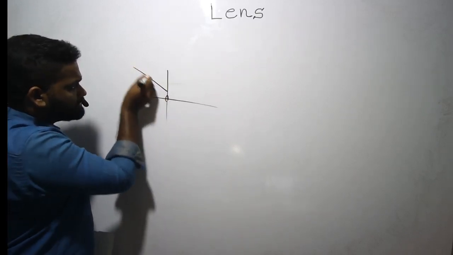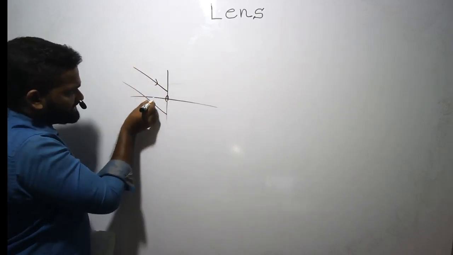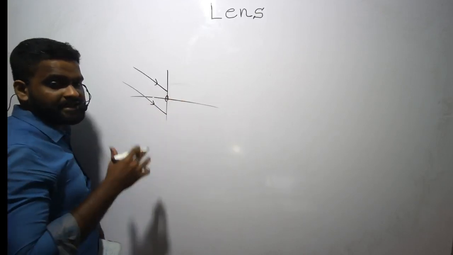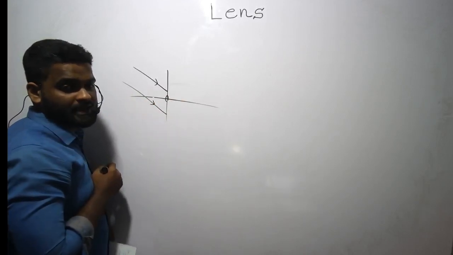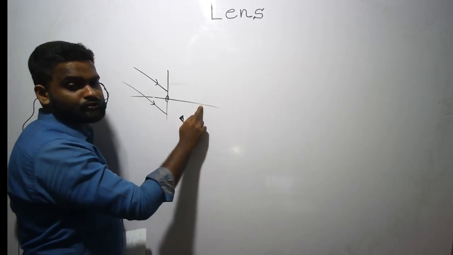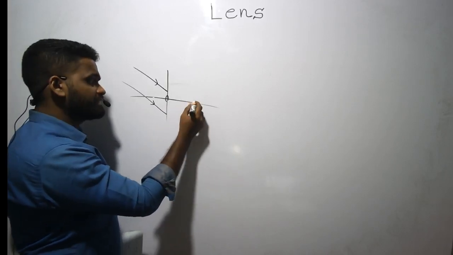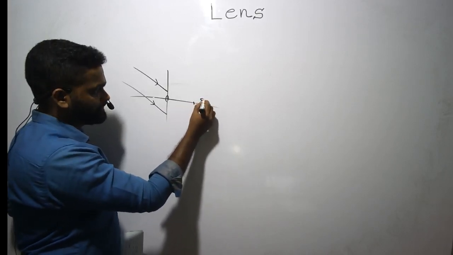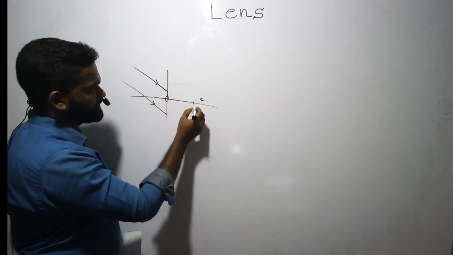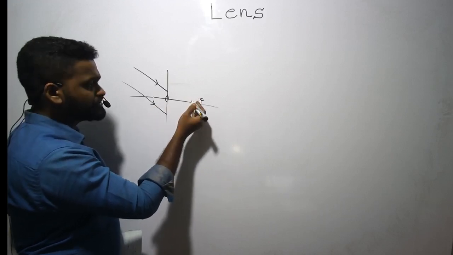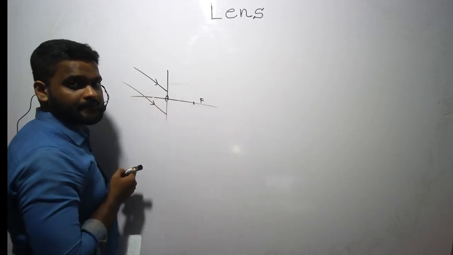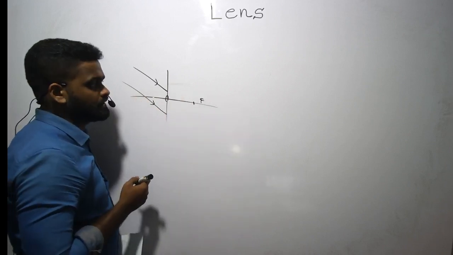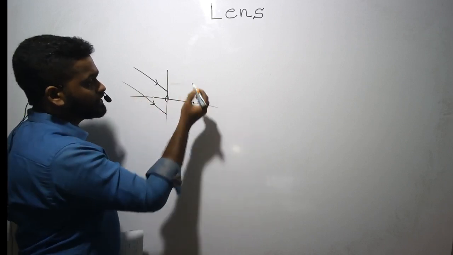You have a parallel beam, but the thing is, it is not parallel to the principal axis. If it is parallel, it just converges to the focus. But here, let's say focus is here. It is not parallel to the principal axis. Then what happens? In that case, we need a focal plane.